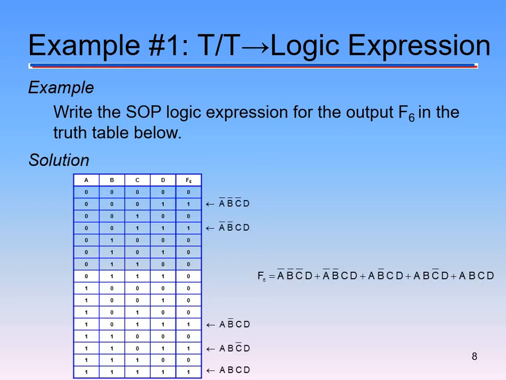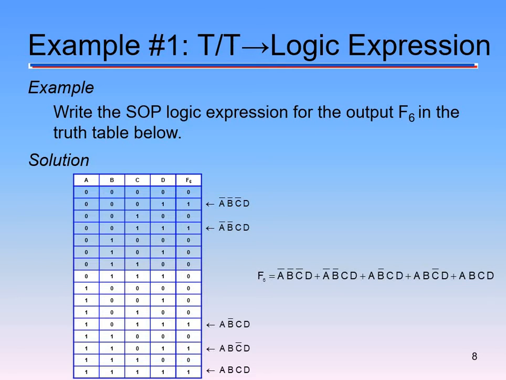So when we see that, that's these terms here. F6 is a 1 at 0, 0, 0, 1. We write that as A bar, B bar, C bar, because all 3 of those are zeros, D. So D is the 1. Then we also get a 1 at A bar, B bar, C, D, because A is 0, B is 0. So that's why it's A bar, B bar. And C is 1 and D is 1, so that's why those are C and D.